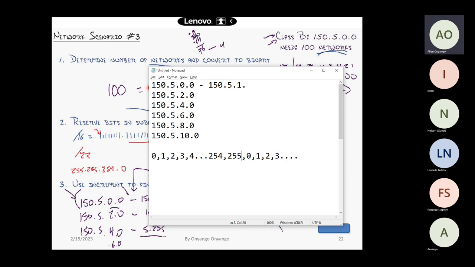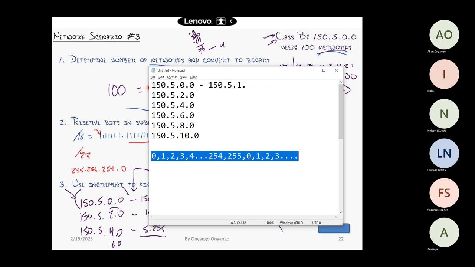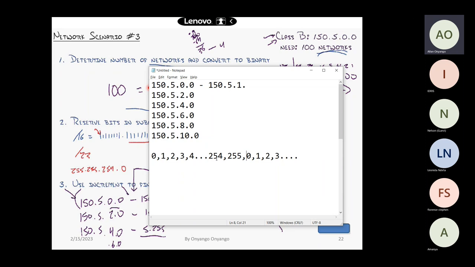After 0 is 1, 2, like that, which therefore means that the number that comes before 0 is what? It is 255. So before 1 is 0. Before 0 is 255. Before 255 is 254. Before 254 is 253. Before 4 is 3. Before 3 is 2. Before 2 is 1. Before 1 is 0. Before 0 is 255.